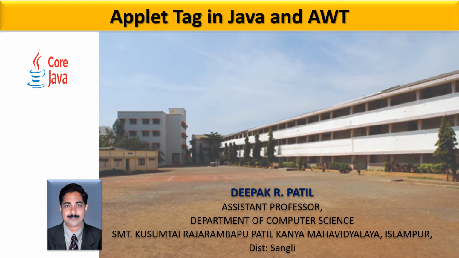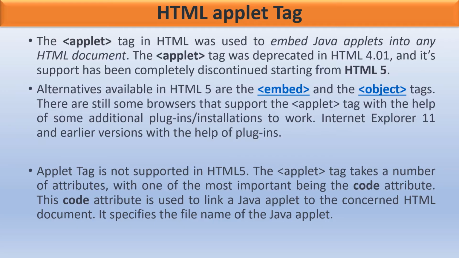As we know, the applet has a tag we can use in HTML. The applet tag in HTML was used to embed Java applets into any HTML document. The applet tag was deprecated in HTML 4.01 and its support has been completely discontinued starting from HTML5. But alternatives available in HTML5 are the embed and object tags.